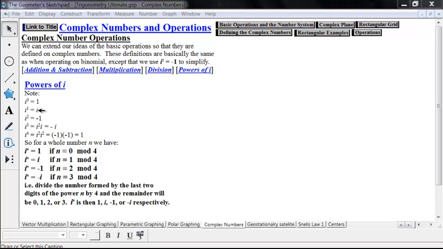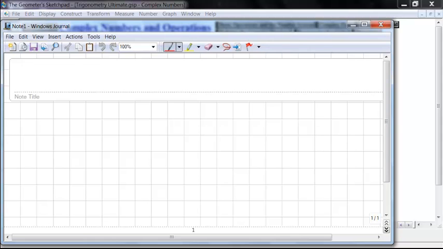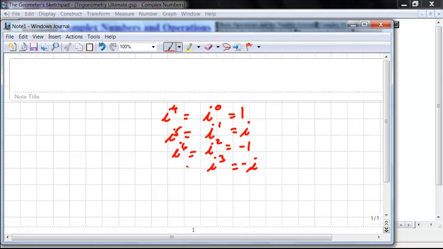i to the fifth would be i, i to the sixth would be negative 1, and so forth. And so we get a nice little cycling pattern. i to the 0 is 1. i to the first power is i. i squared is negative 1. i cubed is minus i. i to the fourth is back here, so that makes i to the fifth here, i to the sixth here, i to the seventh here, i to the eighth is back here, i to the ninth, i to the 10, i to the 11, etc. So it keeps cycling.